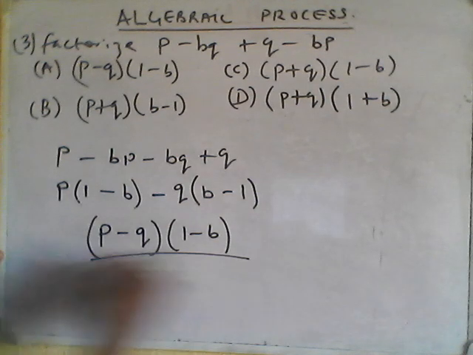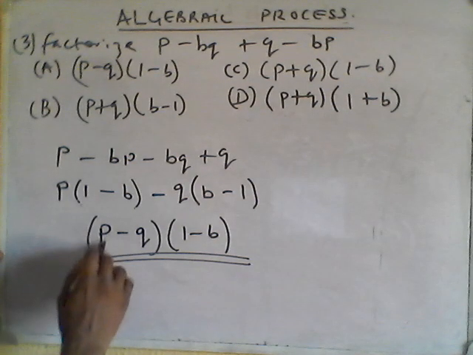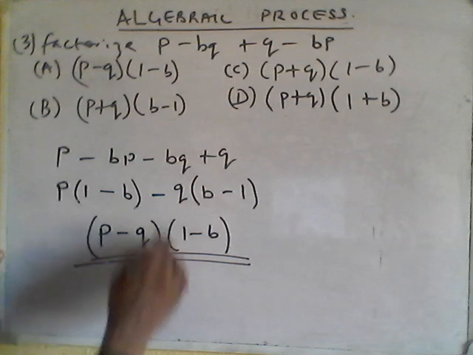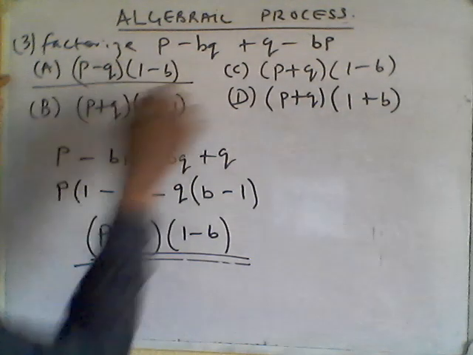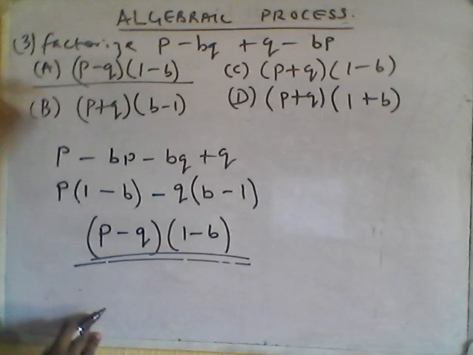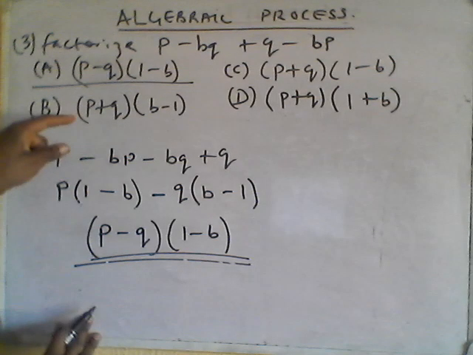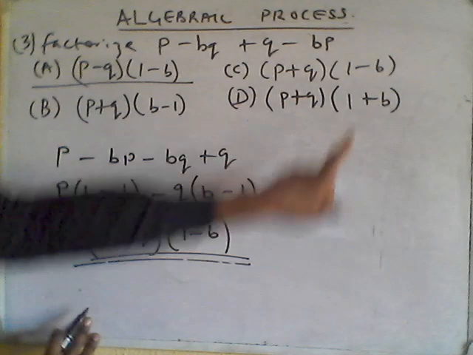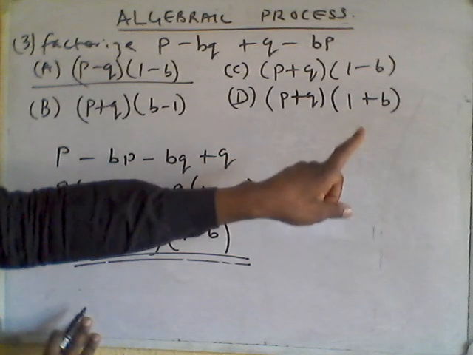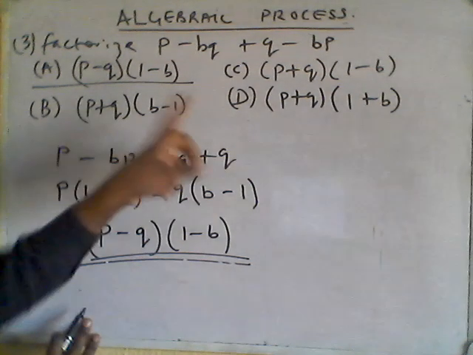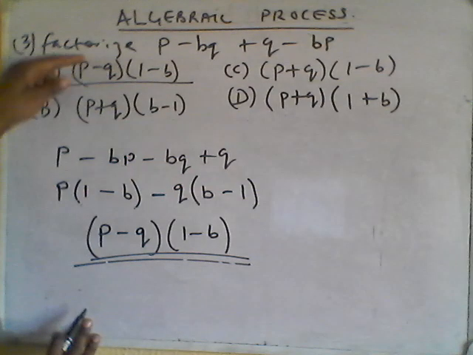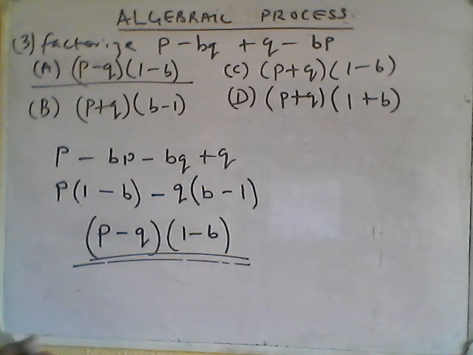So the answer is bracket open P minus Q, bracket close, open the bracket again, 1 minus B, bracket close. So the answer is A. Notice that on the other options, everything looks almost the same, except for the signs. So be very careful when you are choosing your options. So go to the next question.